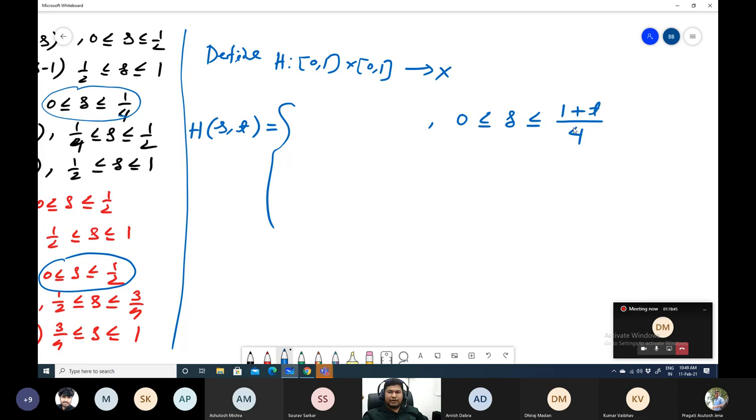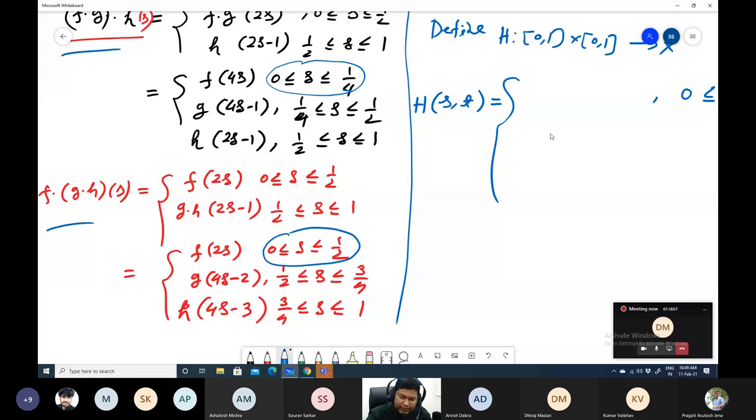So you can check that if you take t equal to 0, you have 1 by 4. At t equal to 1, you will have 2 by 4, that is 1 by 2, right? So at the point t equal to 0, we will get this. At the point t equal to 1, we get this one, right? Now, how to choose that inside function?